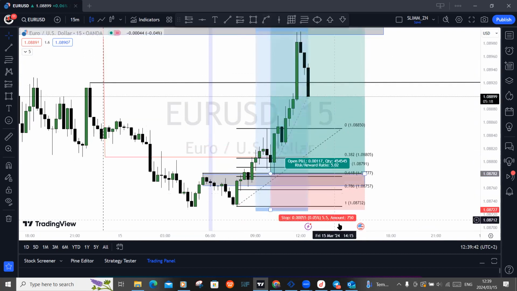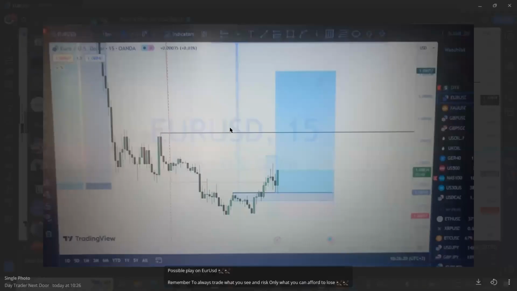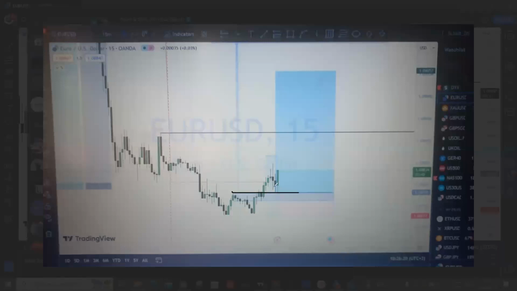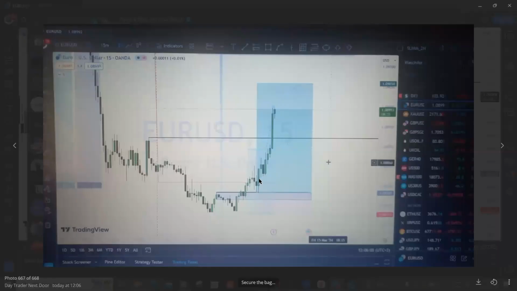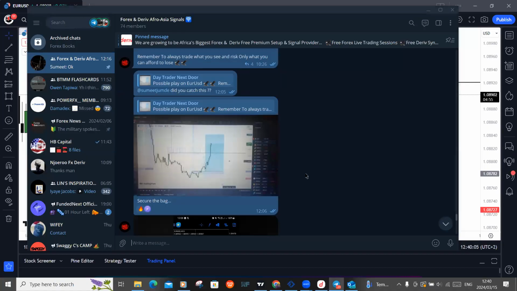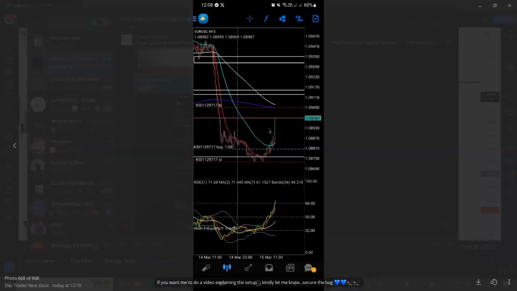So when I saw it, I think I also shared it with the guys. This is the time I shared it. Remember to always trade what you see. You can see this was the setup, the targets. That time I had not yet marked the fair value gap, which was here. Then from there, you can see the price played out. This was the after, and this was the trade.